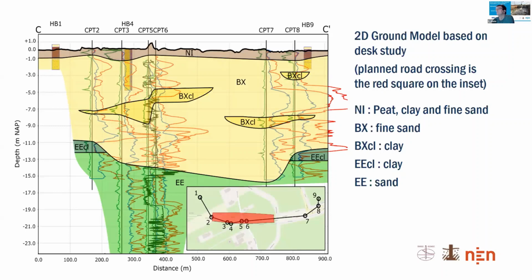So you see the top layer, Ni, consists of peat, clay, and sometimes fine sands. Then we have the BX, which is fine sands, and the BXCl, which are clay layers within this lithostratigraphic unit. And then we have the EE. The dark one is clay, and the light green one is sand. So for a sheet pile construction with dewatering in the Netherlands, with a top layer of peat and houses standing right on top of it with a very shallow foundation, this is not a very favorable situation.